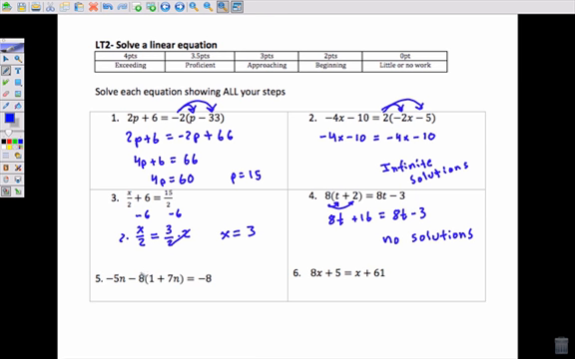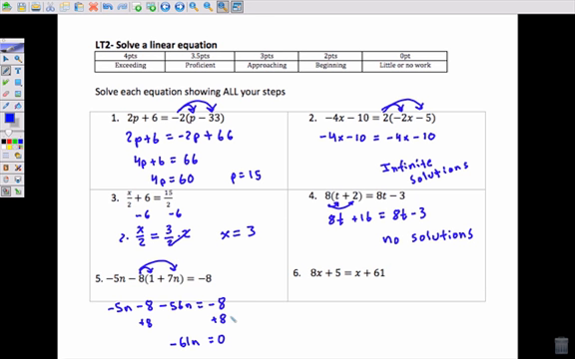Number 5 over here, distribute first, you get negative 5n minus 8 minus 56n equals negative 8. My next step would be to simplify this, get rid of this minus 8 right here, add 8 to both sides. Combine like terms here, you get negative 61n equals 0.